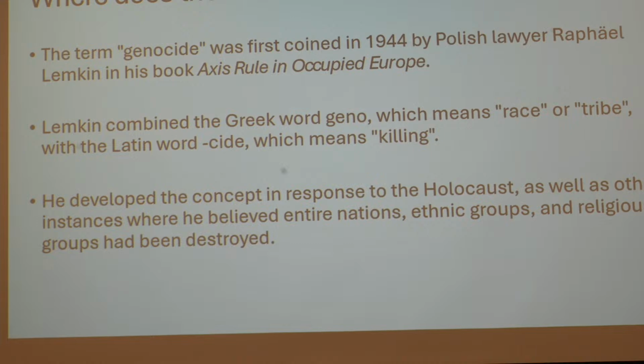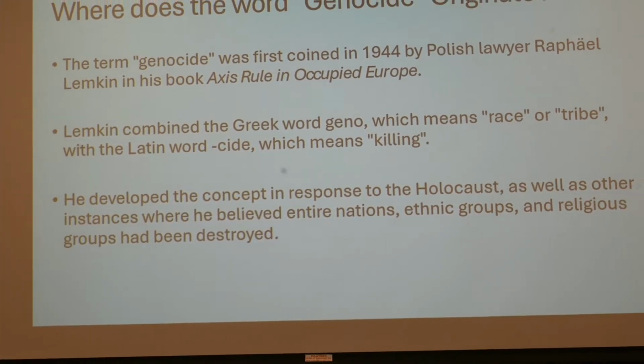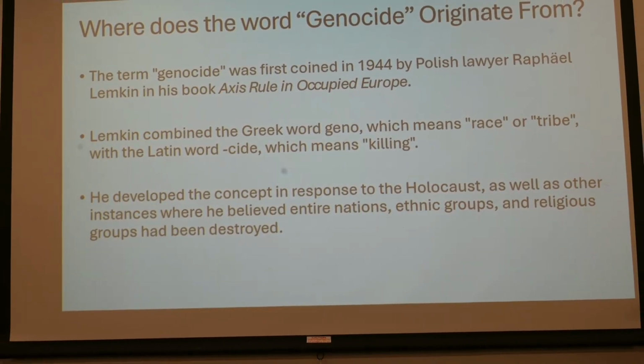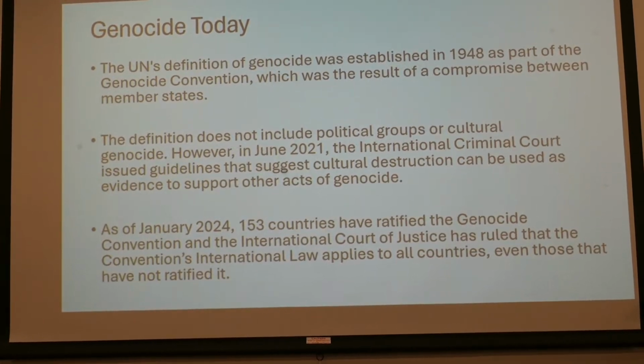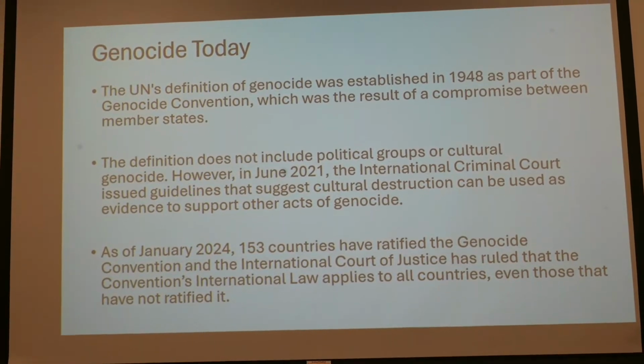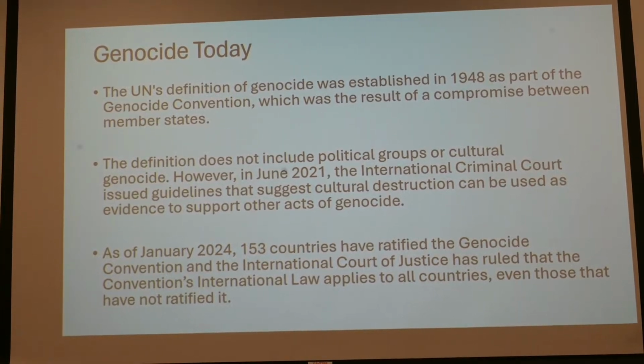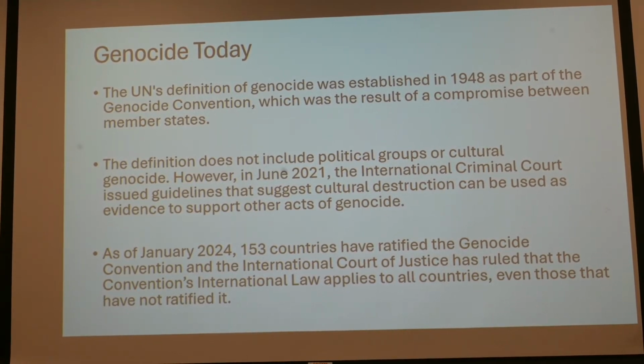The term genocide was first coined in 1944 by a Polish lawyer. Genocide is two words. Geno represents race, tribe, or genetics. Side is killing. So genocide means killing a group of people or the genetic material. The UN definition of genocide was accepted in 1948. The cultural part was included later.